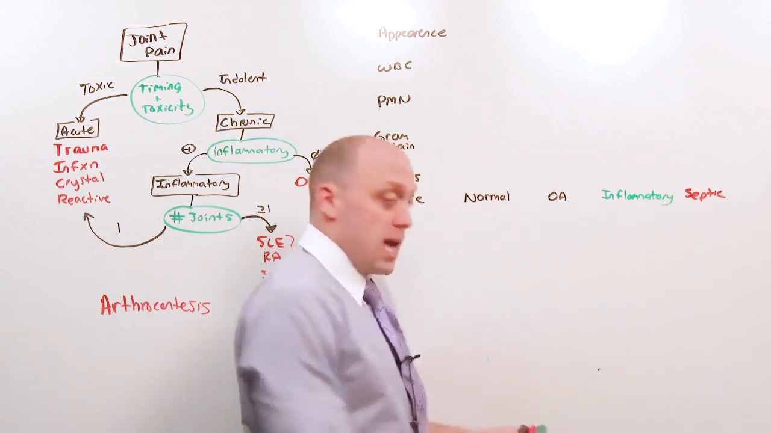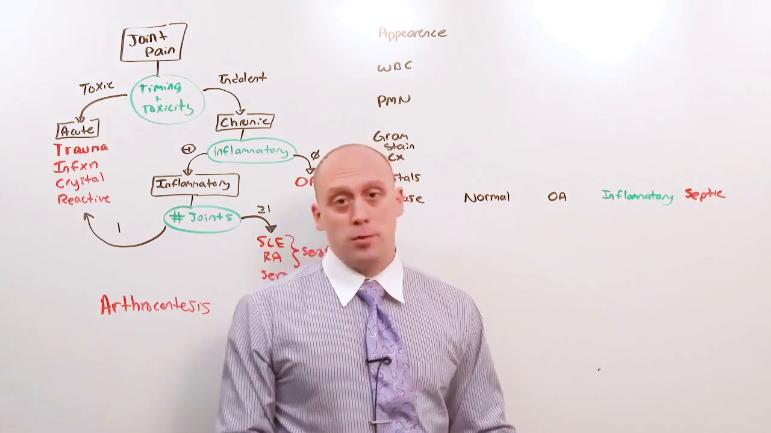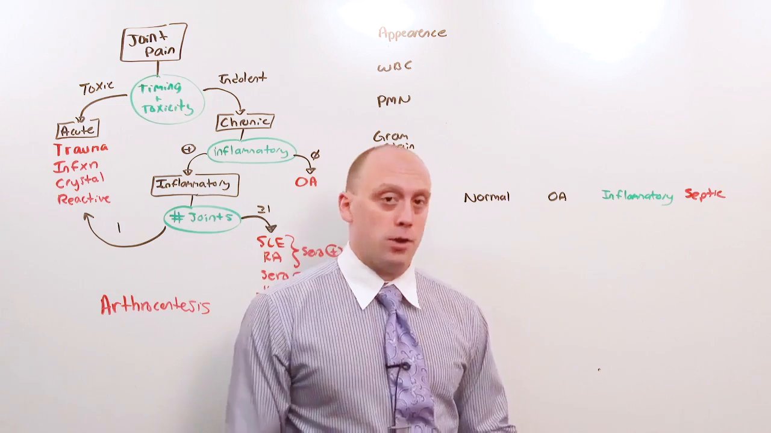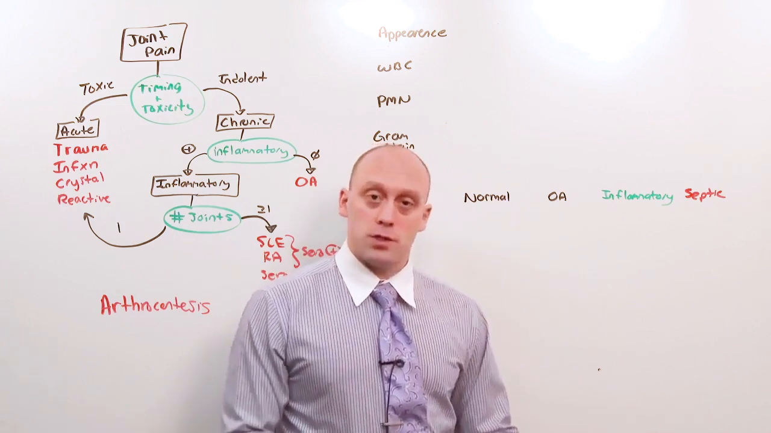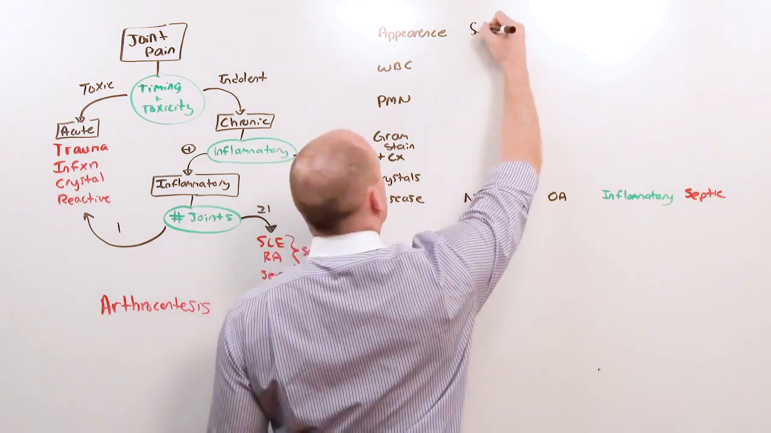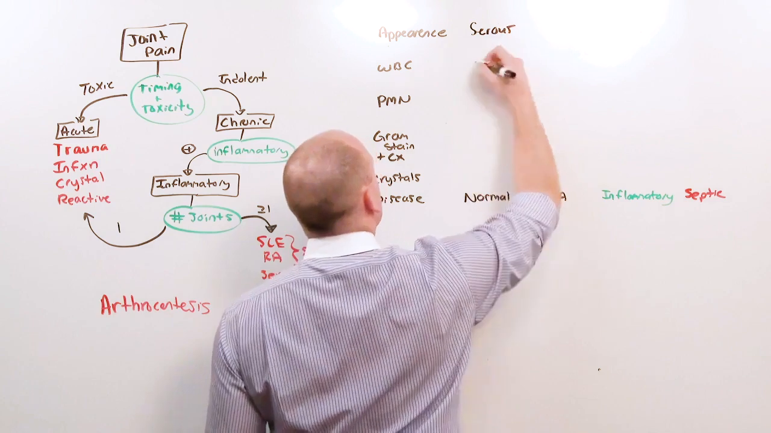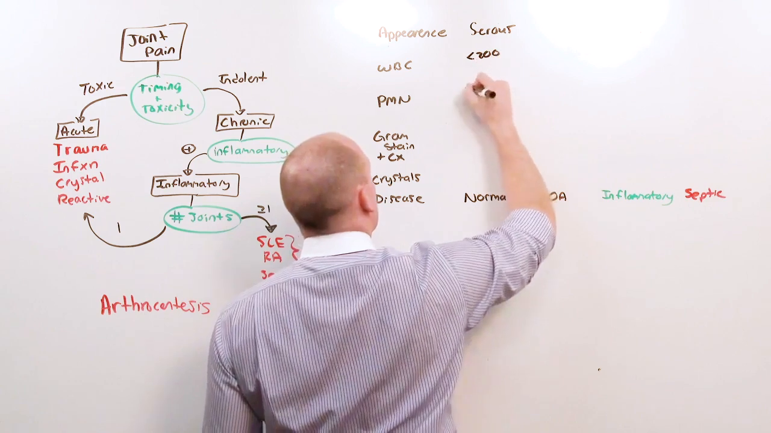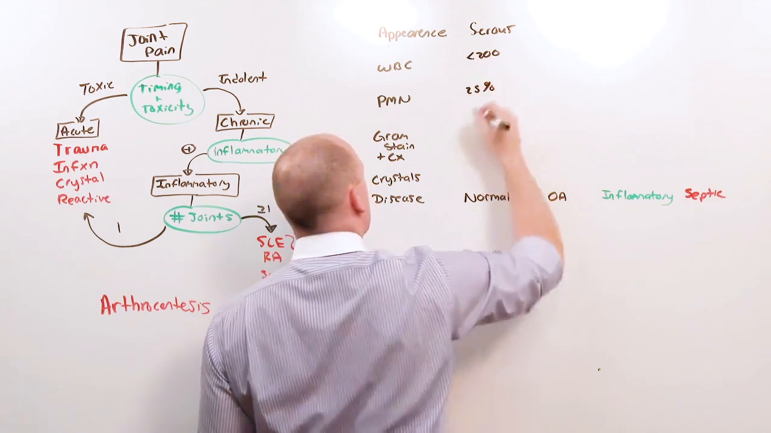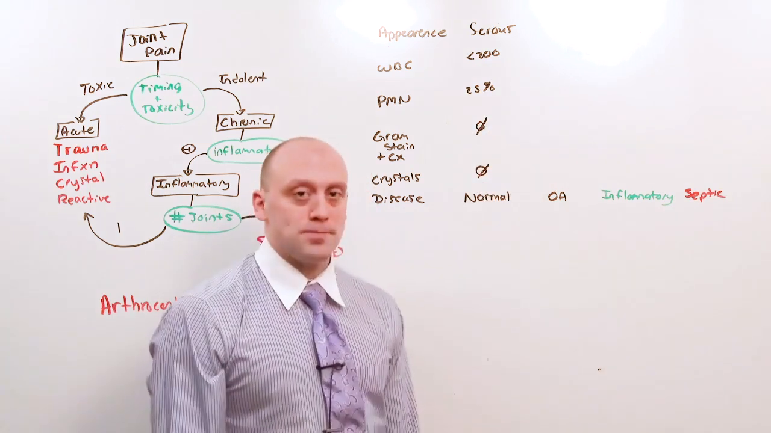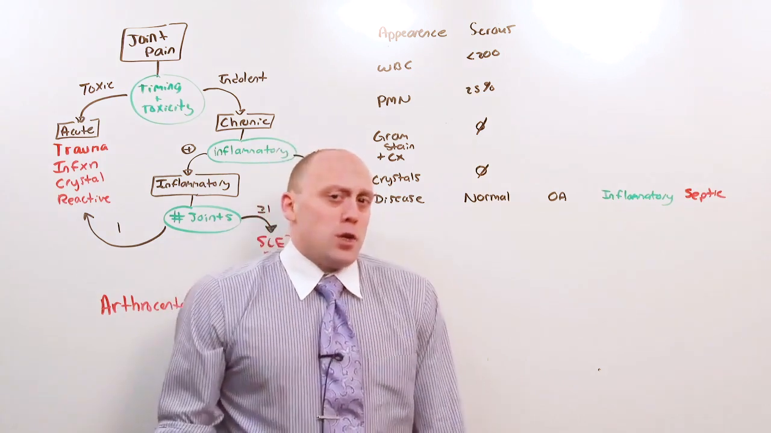All right, so you can tap a normal joint. It's hard because there's not a lot of fluid there to go after, but if you've got a steady hand and you know where you're going, you can tap someone's normal joint and suck out some fluid. And if you did that, what you'd see is serous fluid. You can see right through it. There's going to be less than 200 white blood cells. Very, very small amount, and very few of those are going to be polys. Gram stain is negative and crystals are negative, of course, because it's a normal joint. Probably should not have tapped that person.